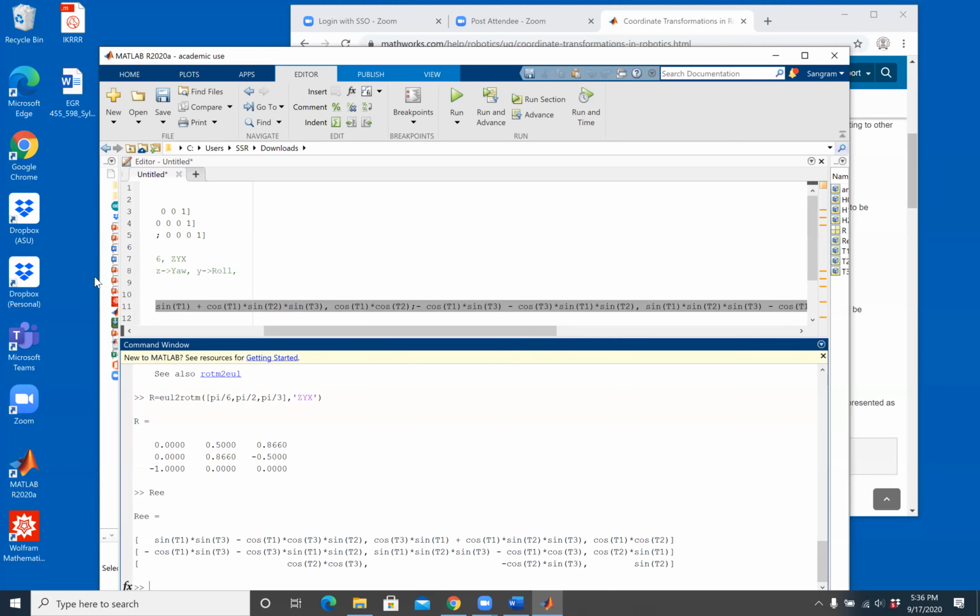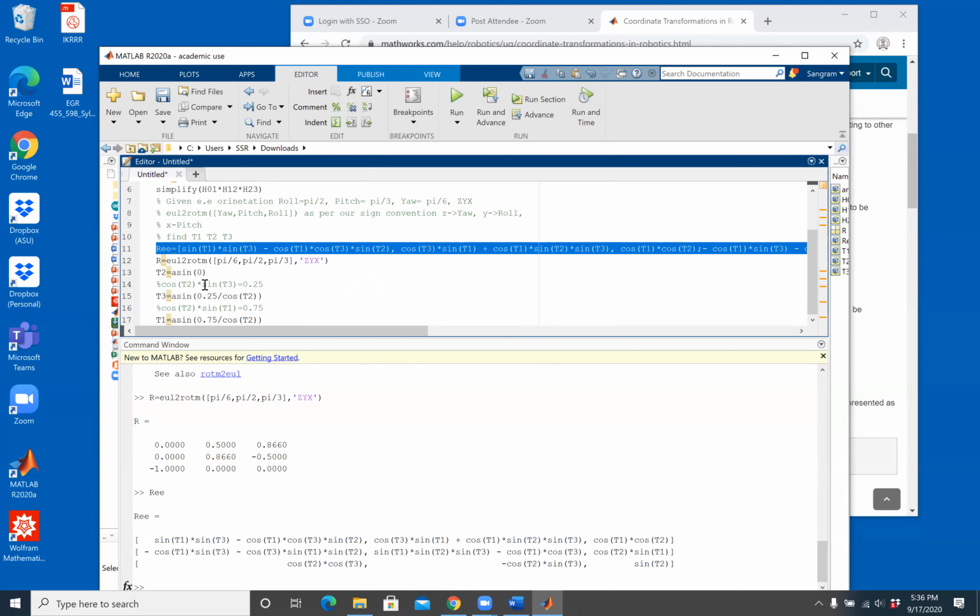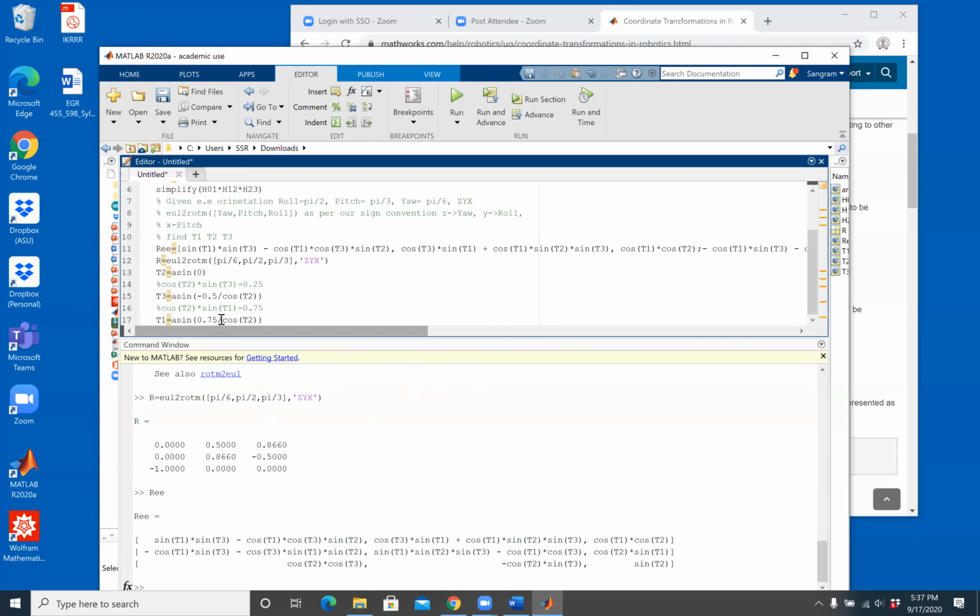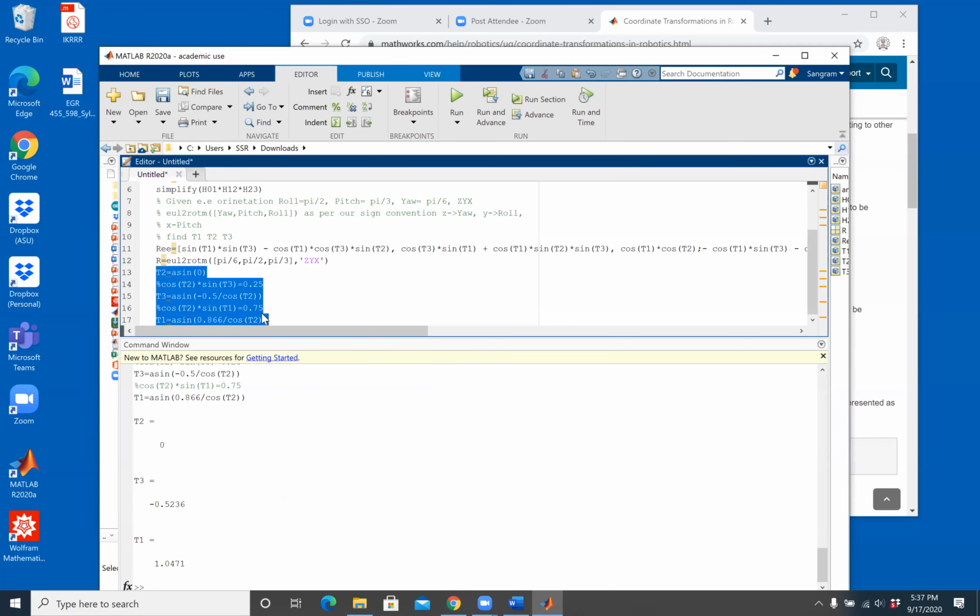Okay, so sine T2 is 0. T1 is cosine T2. So that value, cosine T2, is minus 0.5. So this becomes minus 0.5, and T1 is 0.866. So this solution should be correct.